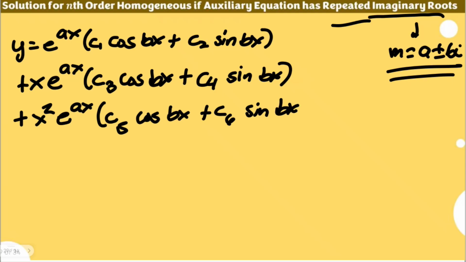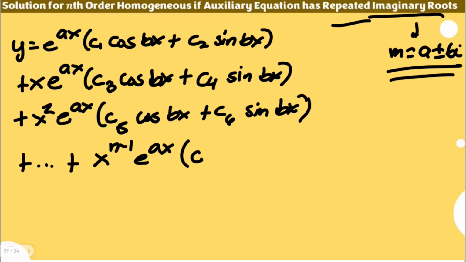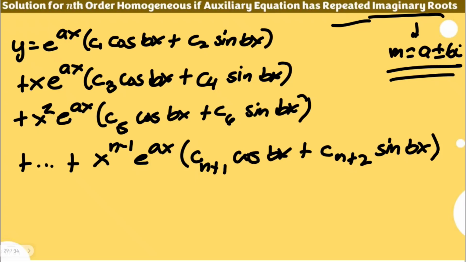sine of bx here. So what will happen if there are infinitely many? So plus dot dot dot plus you have x to the power of n minus 1. Then you're going to multiply this by e to the power of the same a. Since it has a lot of c's, you will have c sub n plus 1 cosine of bx still, plus c sub n plus 2, another constant, sine of bx. As you can see, it has a lot of forms.